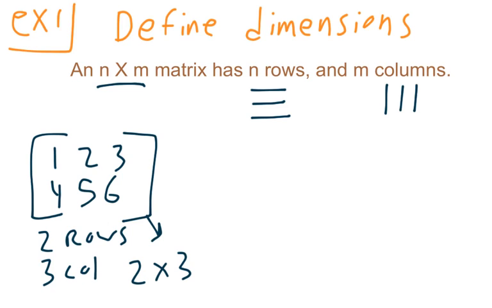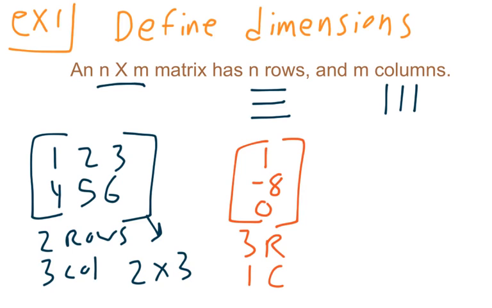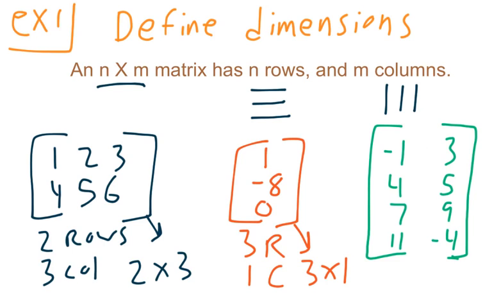What about this one here? 1, -8, 0. This would be 3 rows, 1 column. This would be a 3 by 1. And this last one here has 4 rows. 1, 2, 3, 4. And it has 2 columns. This would be a 4 by 2 matrix. So make sure you can do that. Make sure you can call out a matrix based on the dimensions. So how many rows, how many columns. So rows first, columns second.